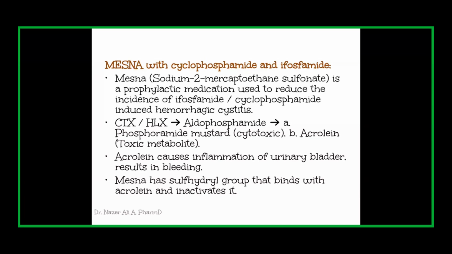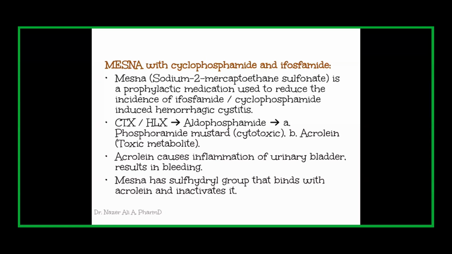Okay, so the cytotoxic effect is caused by phosphoramide mustard, but there is another metabolite called acrolein. This acrolein will cause hemorrhagic cystitis. It causes inflammation of the urinary bladder, which will result in hematuria. So in order to prevent that, we will be giving mesna. So mesna is nothing but mercapto. S means sulfonate, Na is sodium. Sodium 2-mercaptoethane sulfonate.